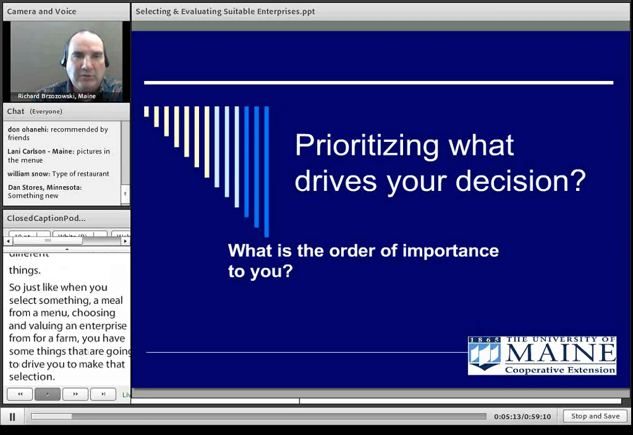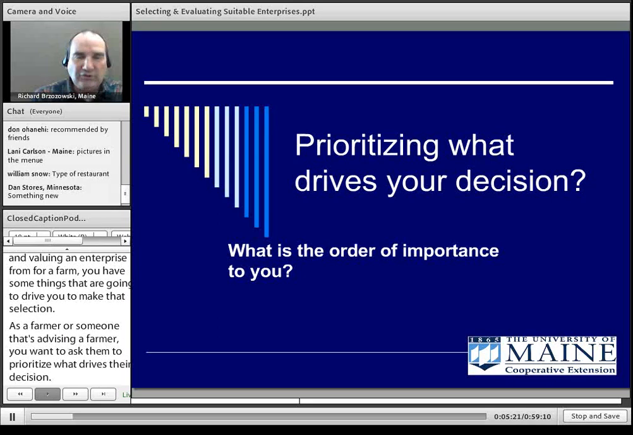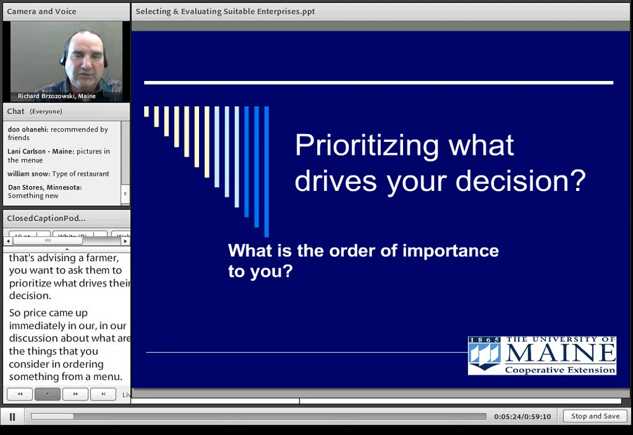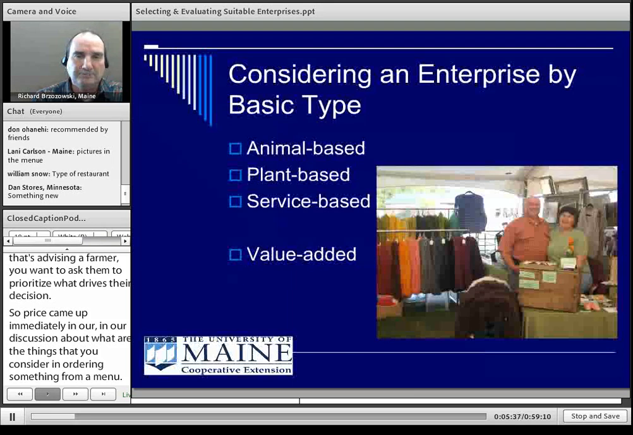So price came up immediately in our discussion about what you consider in ordering something from a menu. Well, cost is going to be something that the farmer wants to consider for sure in deciding that enterprise as well. So we're going to take a look at lots of different considerations in choosing and evaluating whether an enterprise is suitable for a farmer or rancher.